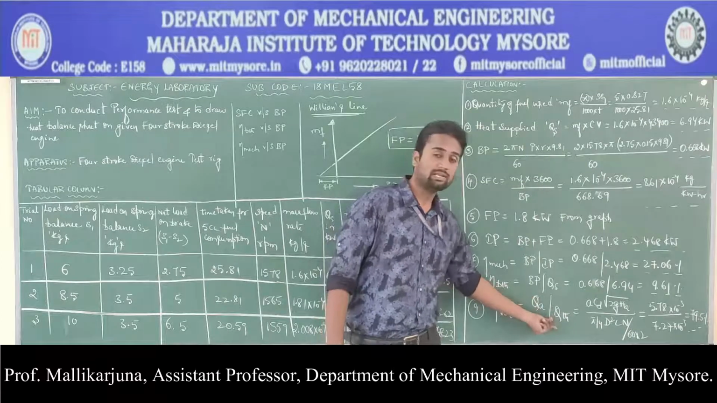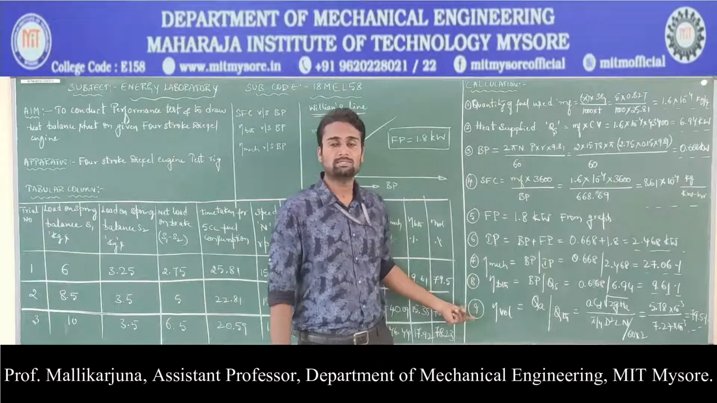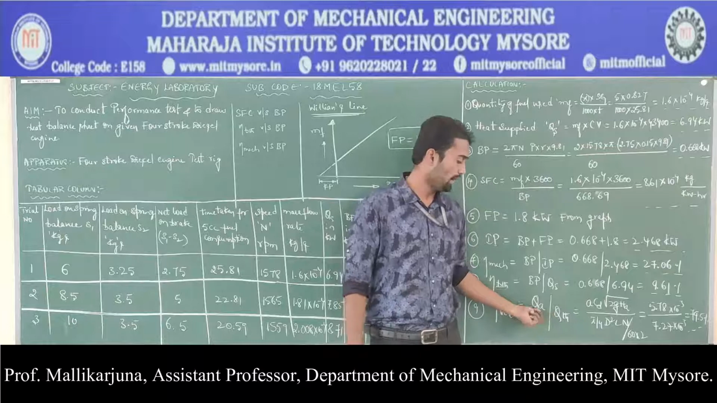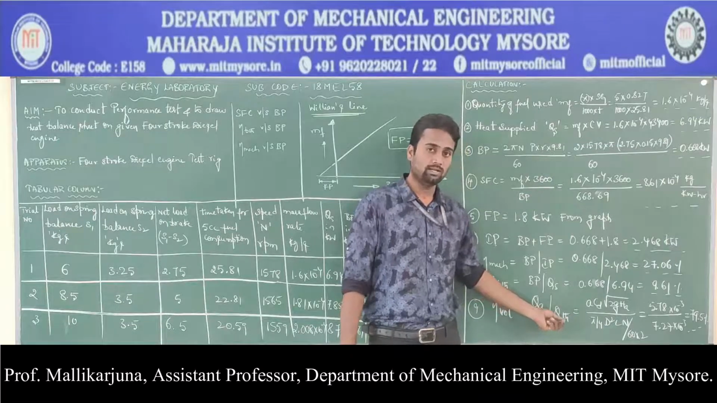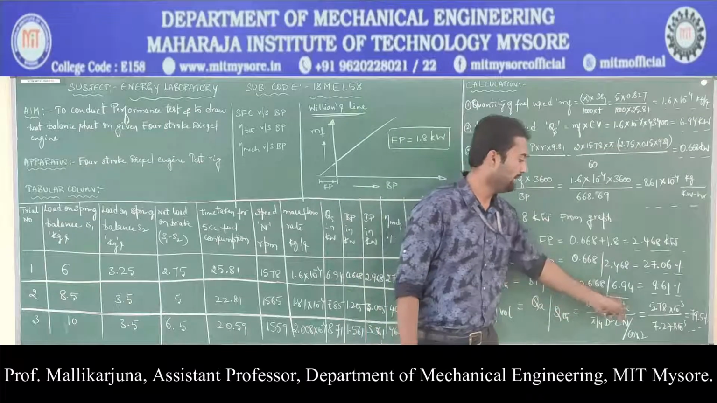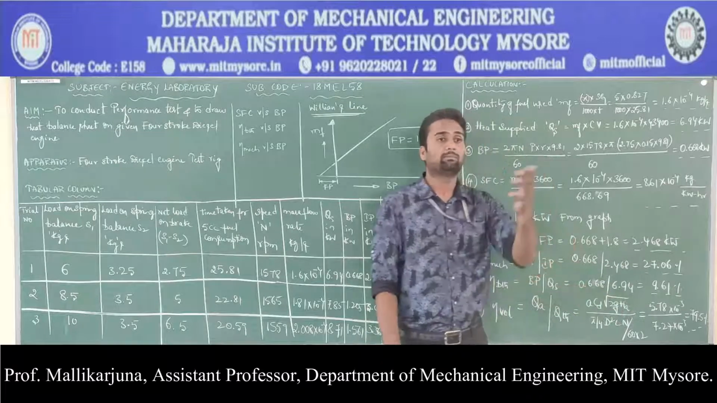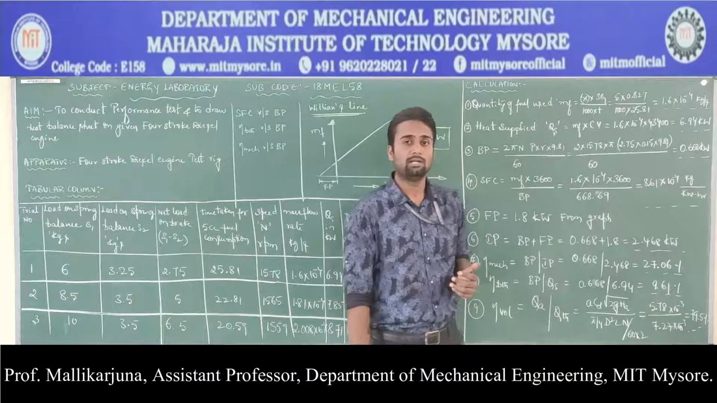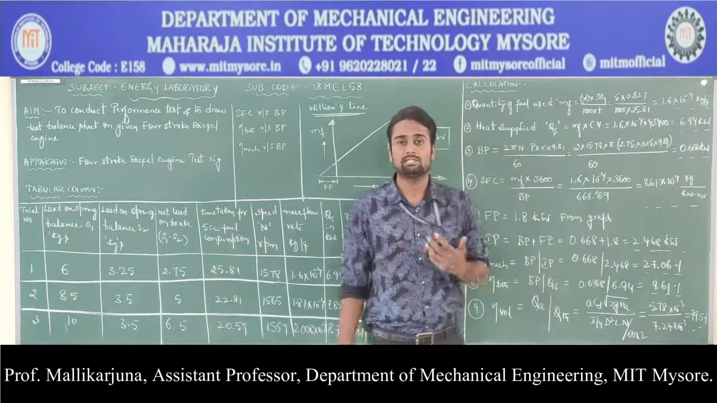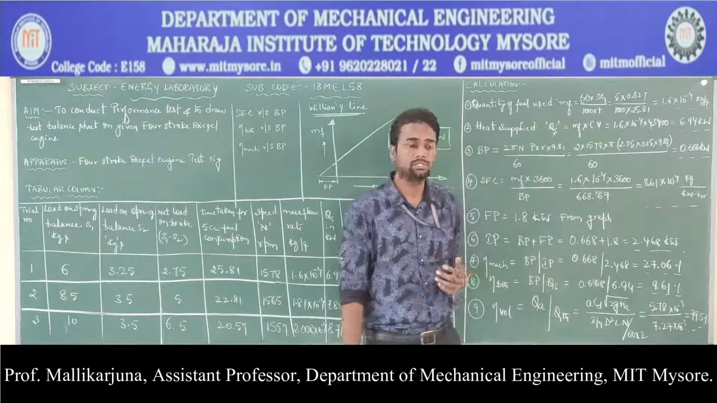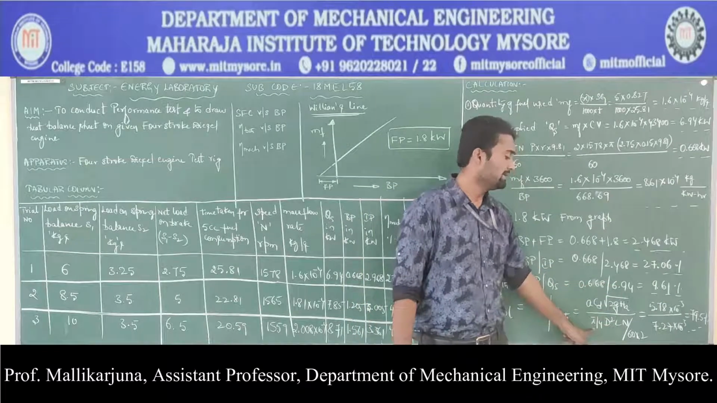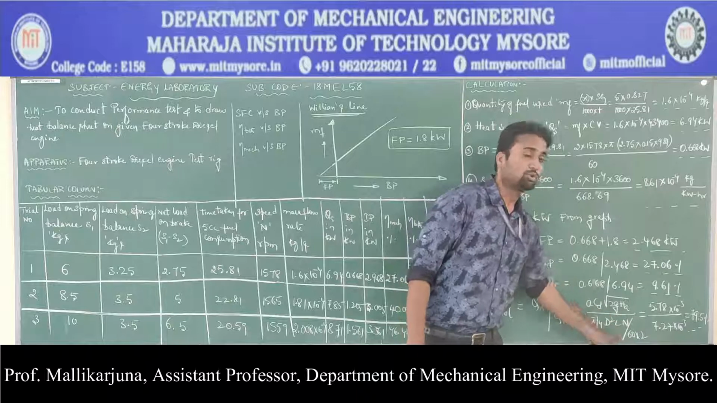If actuality becomes equal to the theoretical, then volumetric efficiency becomes 100%. That is never possible in practice. So it is Q actual divided by Q theoretical. For Q actual, we have made use of an air box. In the air box, we have an orifice for the supply of air to the engine. Since it is a diesel engine, only air enters the cylinder. So this is the orifice formula, and this is the cylinder area into stroke length.